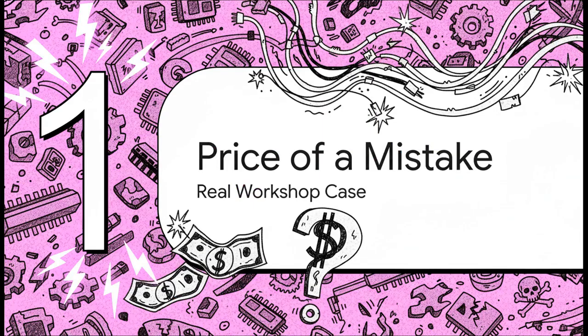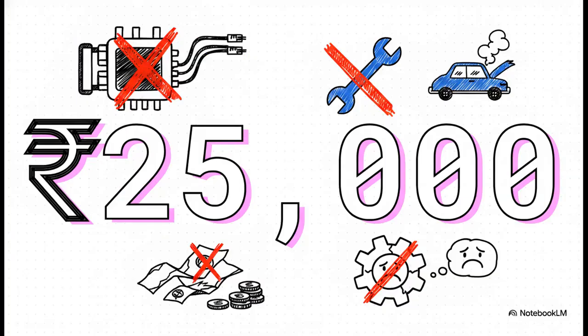Section 1. The price of a mistake, a real workshop case study. Let's start with a high-stakes reality check. It's super easy to get overly confident, but in the world of automotive electronics, confidence without a strict process is, well, incredibly expensive. To put that into perspective, take a look at this number: 25,000 rupees. That is the exact financial loss from one Indian workshop on a single repair job. It completely went down the drain, representing the severe, real-world cost of skipping basic diagnostics. And honestly, that doesn't even factor in the massive hit to the shop's reputation.